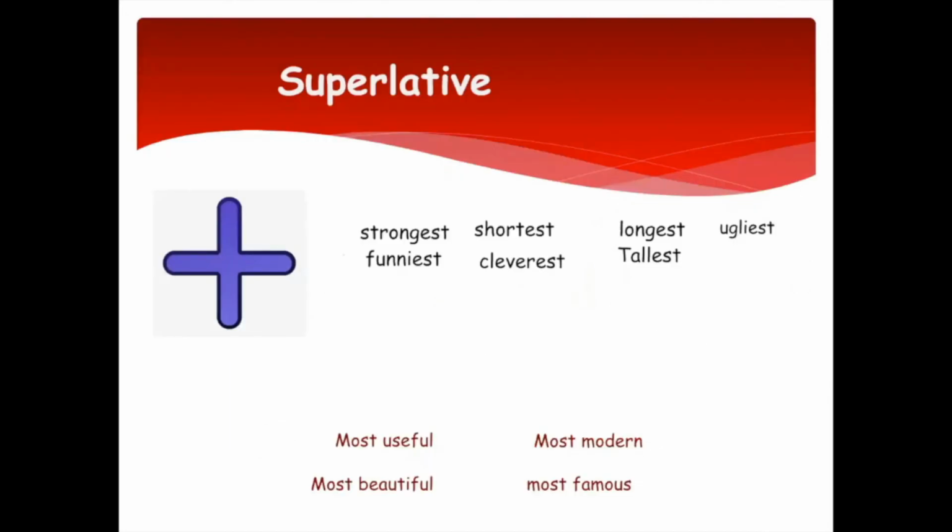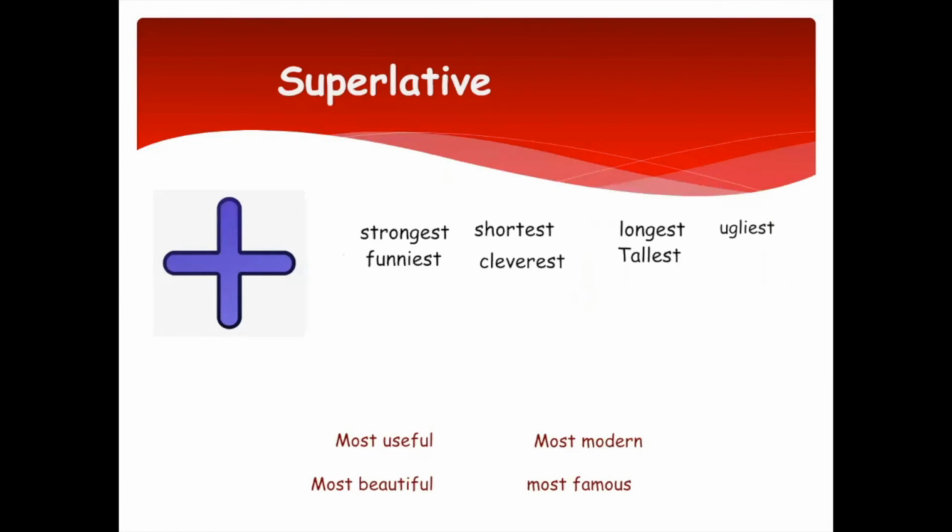Now, let's see, what is the superlative degree? The superlative degree refers to the greatest degree of an adjective. It is used to compare more than 3 things: objects, people, or places. Let's see how it is formed.